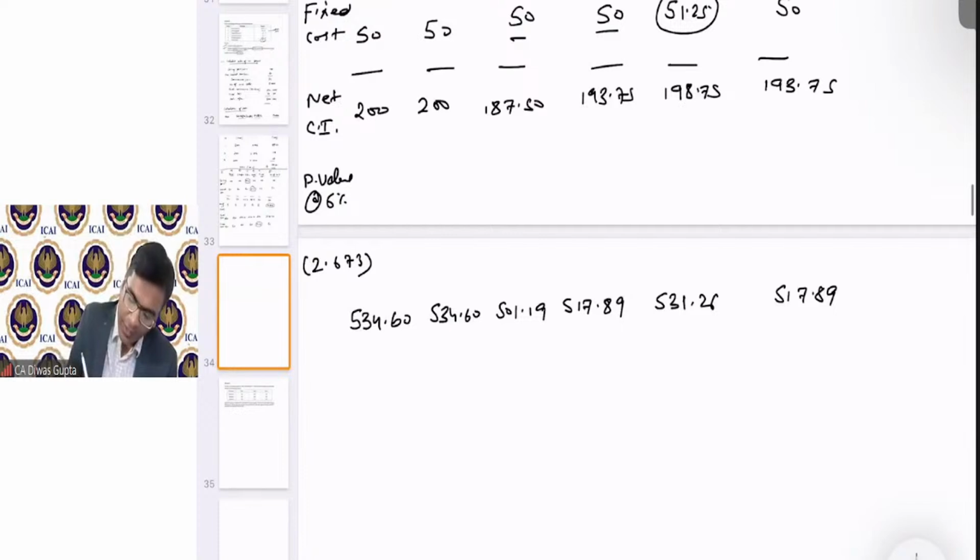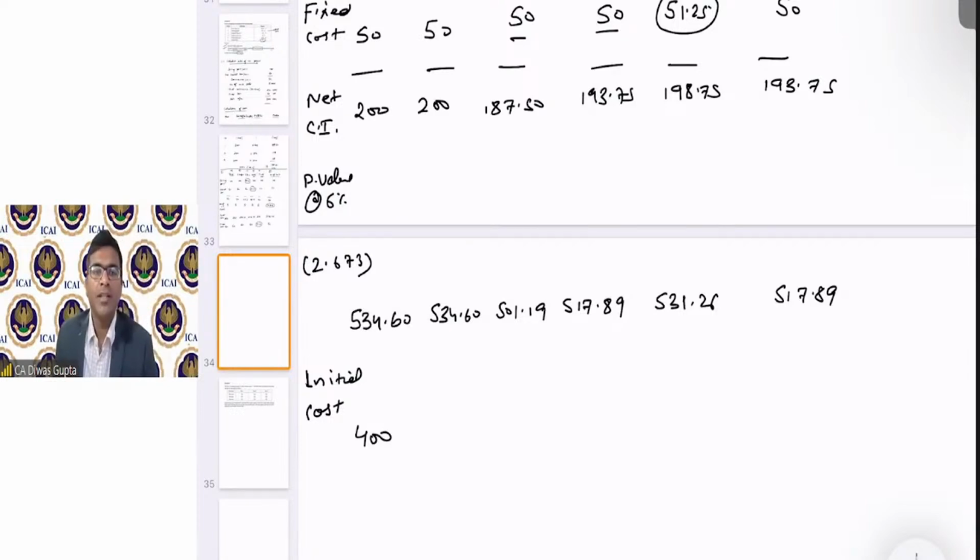Okay, so then initial cost, which is the cash outflow. So in the base case, it will remain same 400. In the second case, we assume there is an increase by 2.5%. So here we will increase. So 400 plus 2.5% of 400, it is 410. Then everywhere it will be 400.